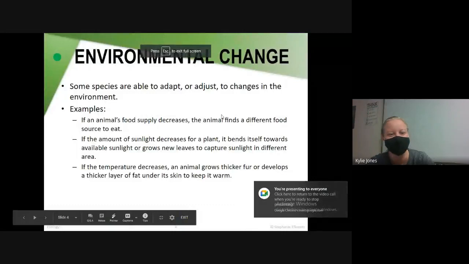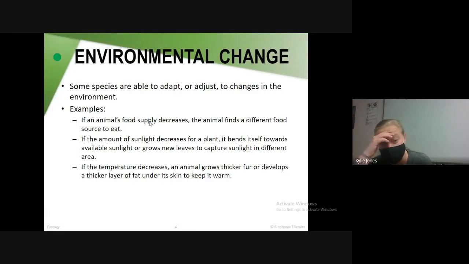So some examples right here, right? If an animal's food supply decreases, so the food is running out, that animal needs to find different food to eat. They have to adapt or change to find that food. If the amount of sunlight decreases for a plant, so it's not getting enough sun, it will bend itself towards the sunlight, or it's going to grow new leaves so that it can get sunlight from a different area.